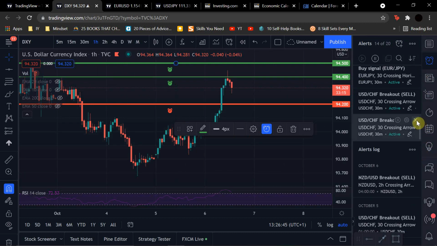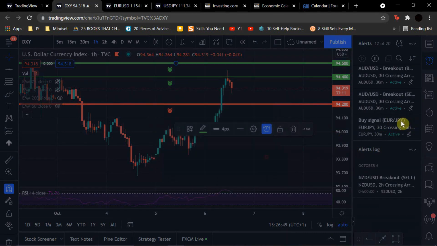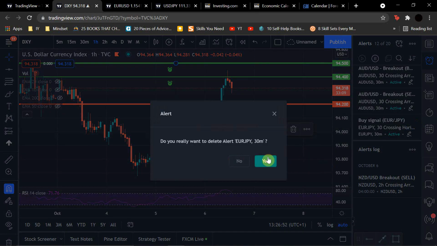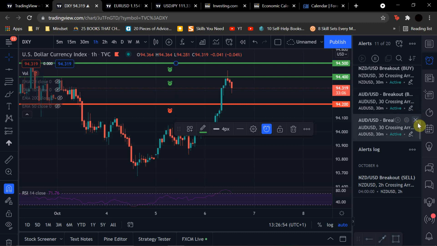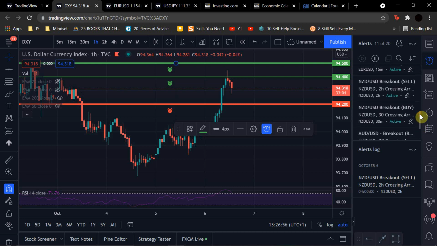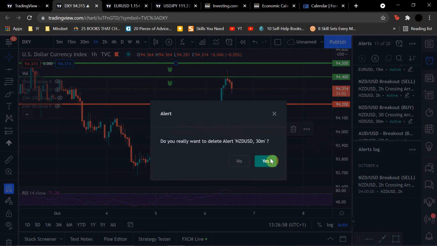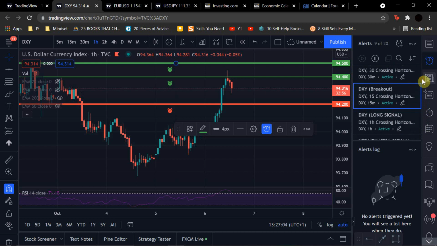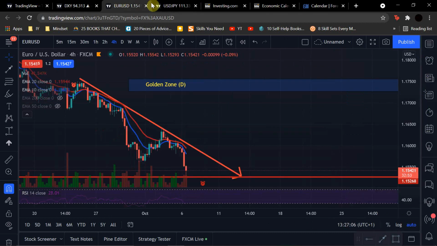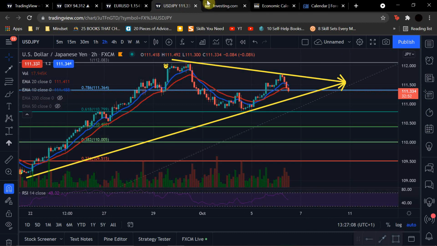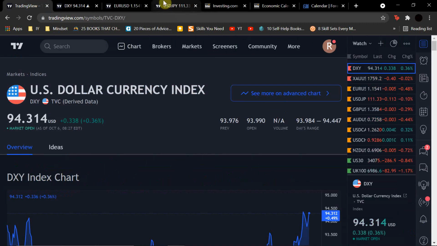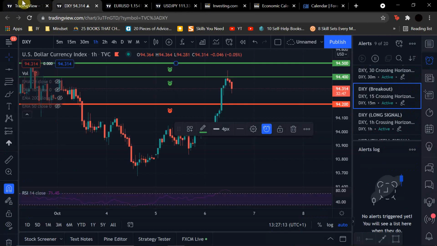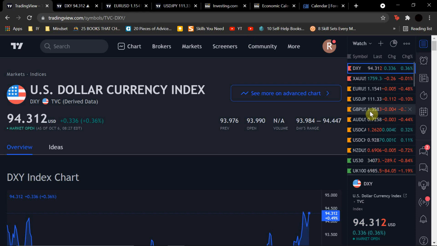Okay, USDCHF. I'm going to delete these ones because I'll go back to them. I don't want anything messing me up. AUD USD, I'll keep that one. That one's still good. I'll delete this. NZD USD, delete that. I don't want to have too many active signals going on. It's got Euro USD, got USD JPY. What else is the next one? DXY we've marked up. The next one is GBP USD.